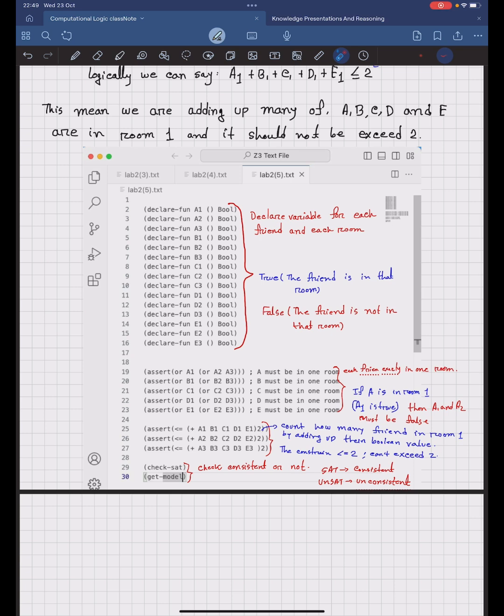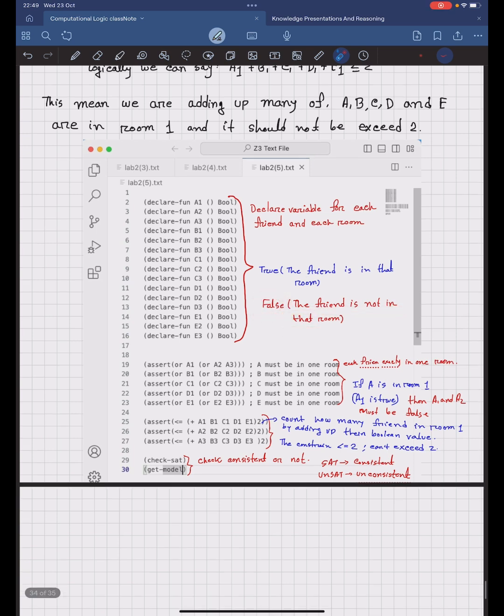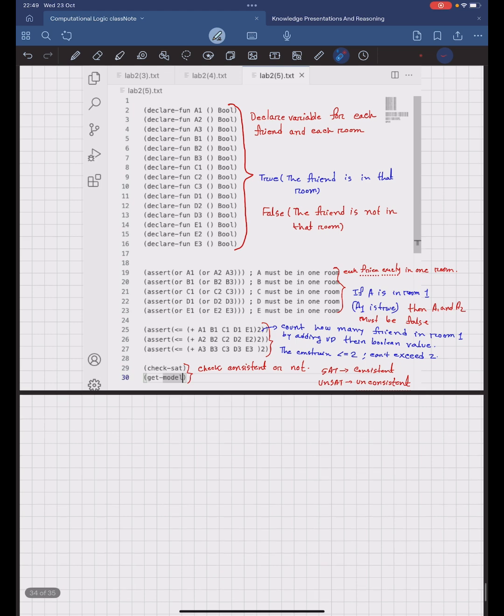Okay, we declare the value, and when we declare this value, it would be true or it would be false. If the value is true for one of your friends, this friend will be in that room. If it is false, the friend will not be in that room. Okay, and then the thing is we check our conditions.